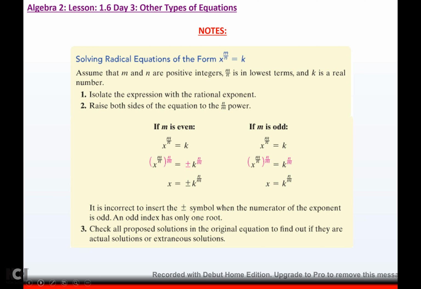Alright, solving radical equations in the form of x to the m over n equals k. All you do is, instead of taking the root because it's a fraction, you raise it to the reciprocal. Because when you power, you multiply, and this would be mn divided by mn, which would just be x to the first, and that's how you eliminate the radical. But whatever you do to one side, you have to do to the other. Now, if the top degree is even, you have to do plus or minus when you raise both sides. If the top is odd, you don't. It's just the straight regular. Don't forget that. Even numerator means plus or minus in your answer.